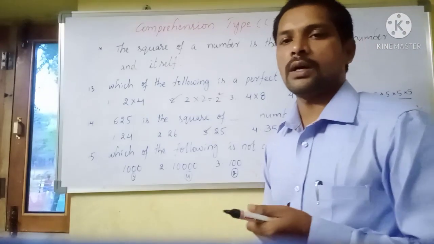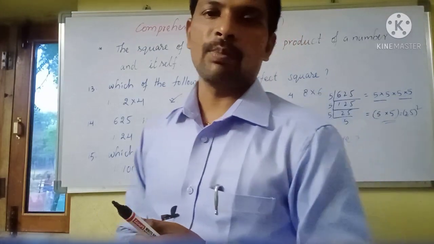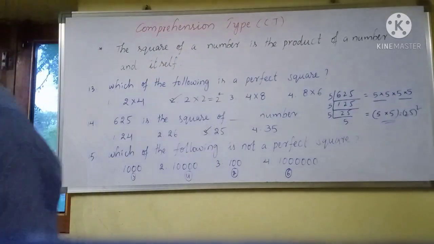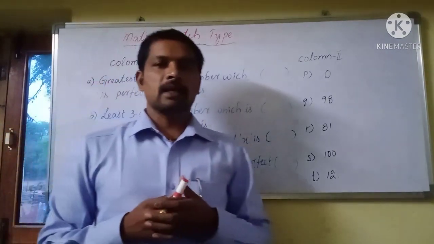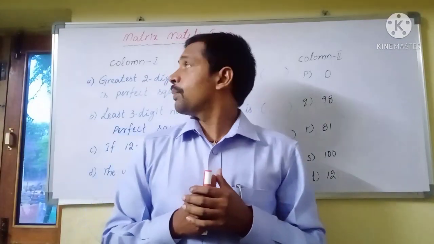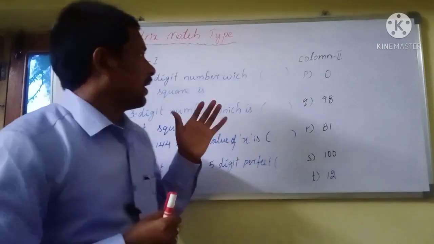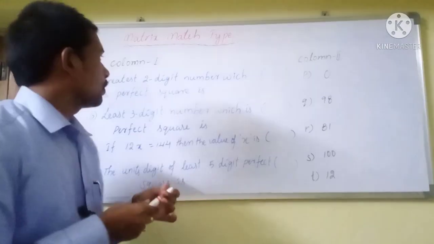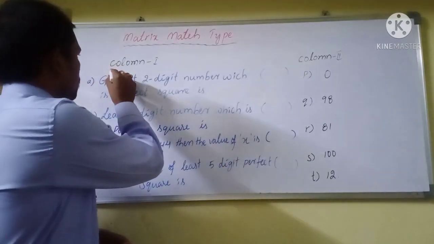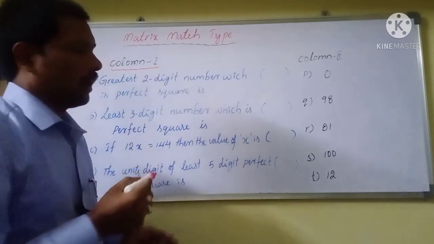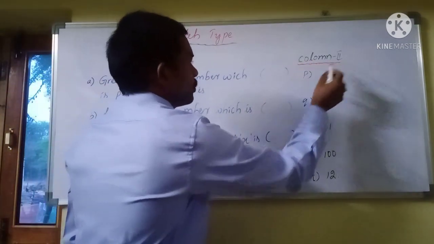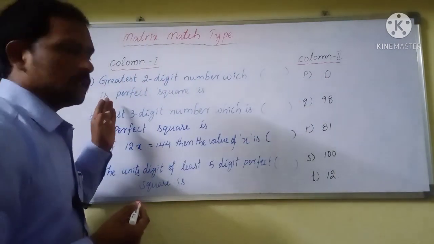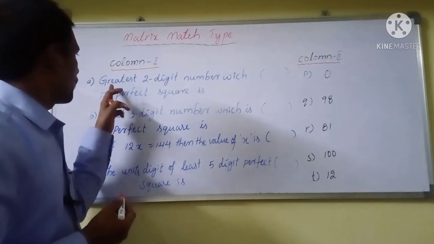Then we'll go for the matrix match type model. Now we'll discuss the matrix match type model. In this model they will give two columns, column number 1, and we should match it with column number 2. So what is the first problem?